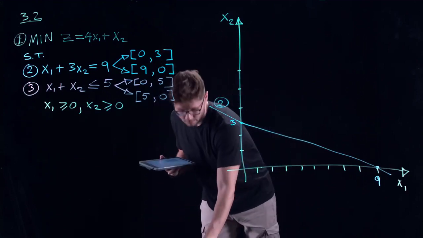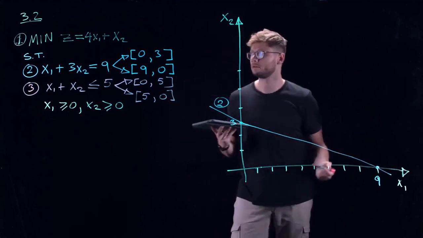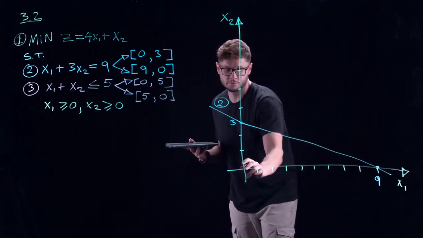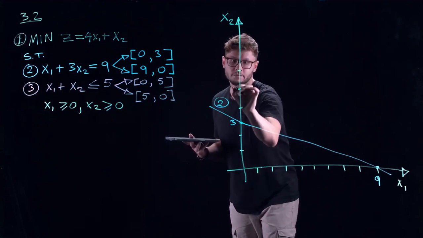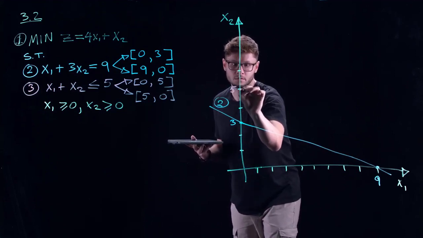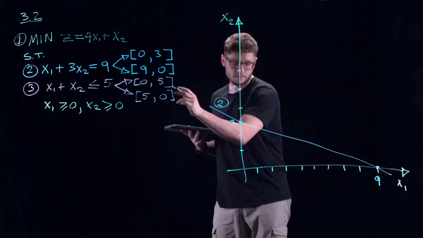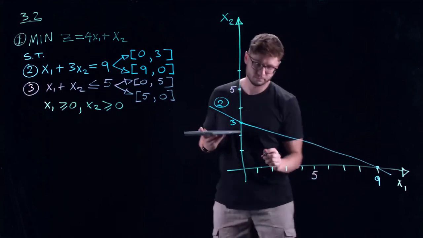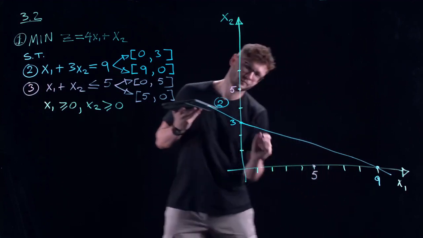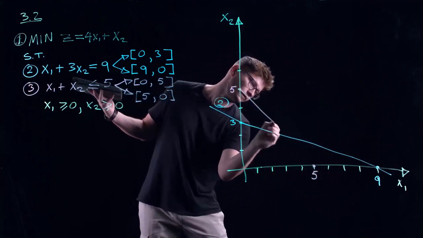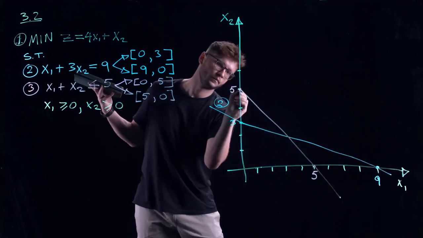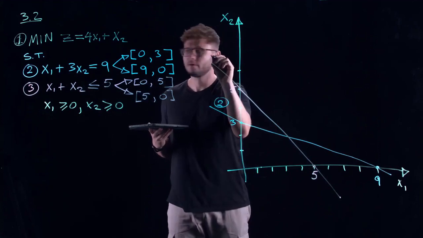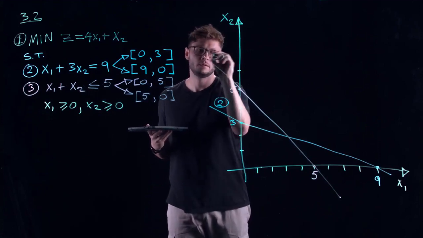And if we do the other constraint function graphical representation, it's going to be starting at coordinates 0, 5, and 5, 0, 1, 2, 3, 4, 5. This is our constraint function indexed 3.